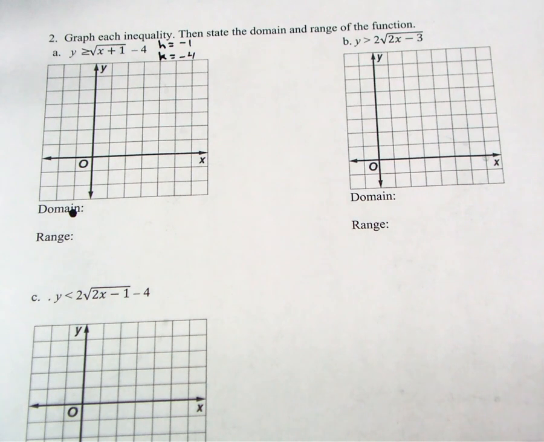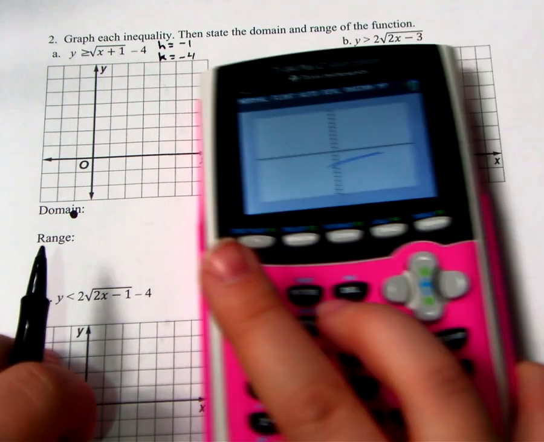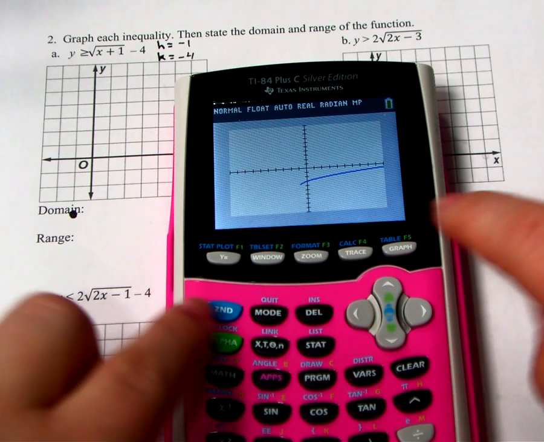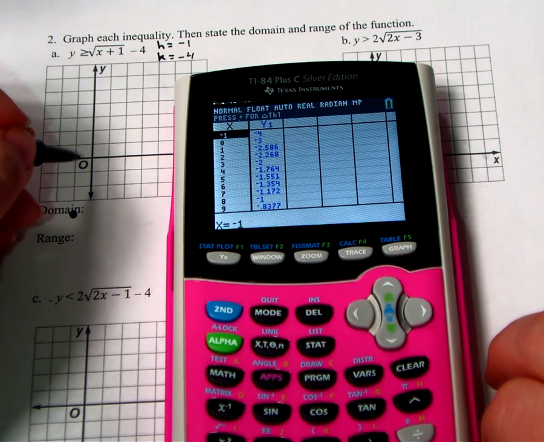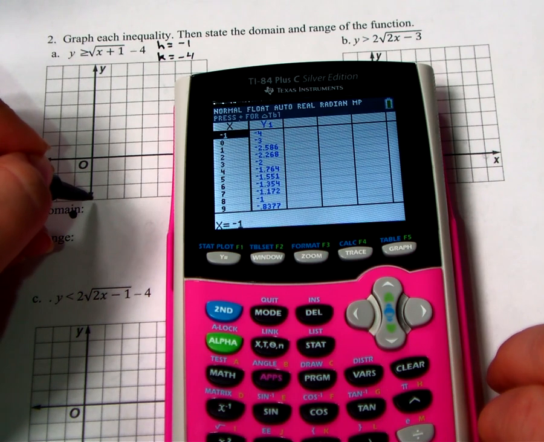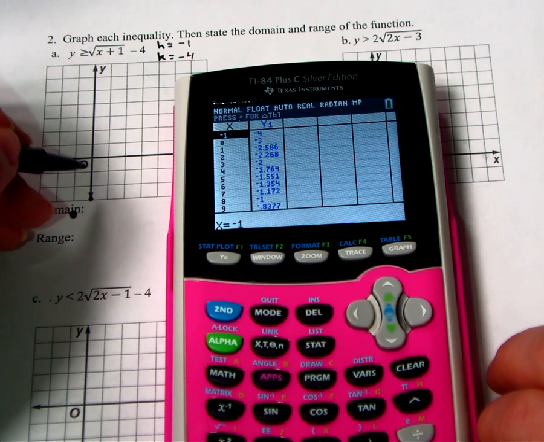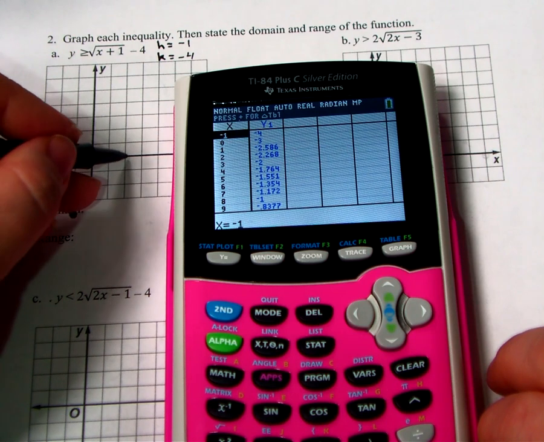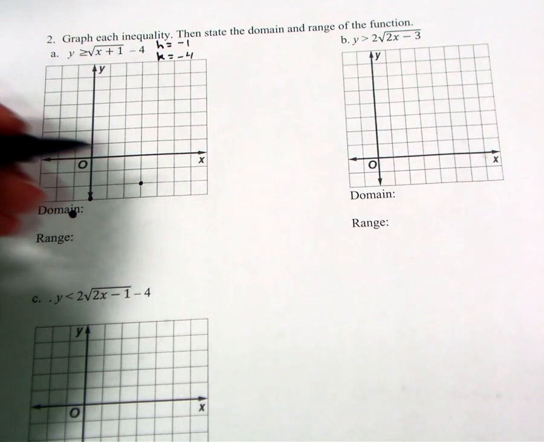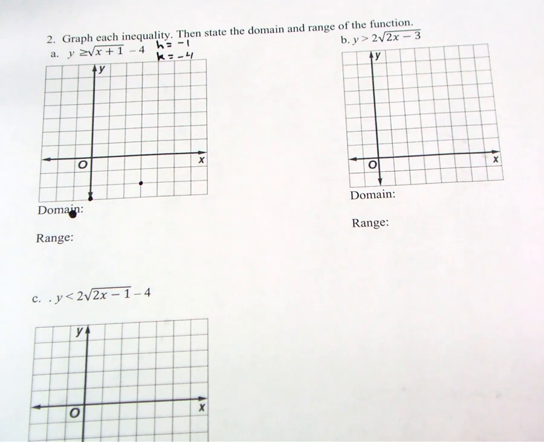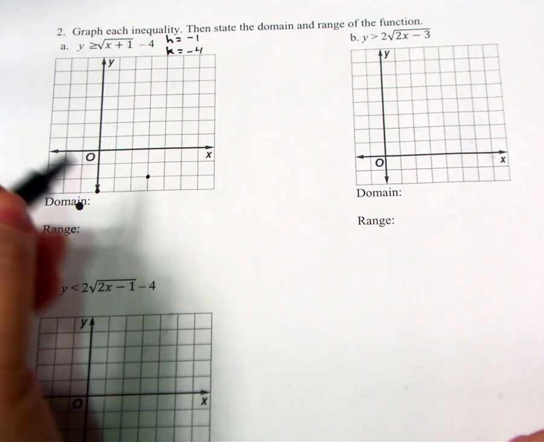So square root of x plus 1 minus 4. Here's what my graph should look like. Looking at my table, I can pull a couple of other nice points. 0, -3. The other points are just for plotting, so we don't care if they're open or closed. 3 and -2. And again, because it's equal to, I'm going to use a solid line to connect the dots.